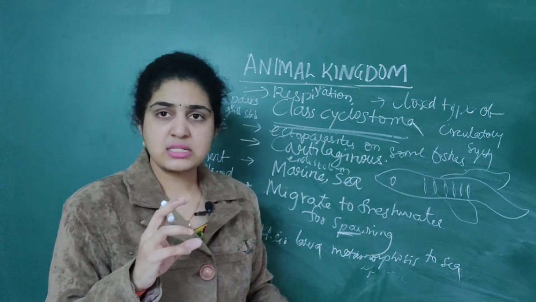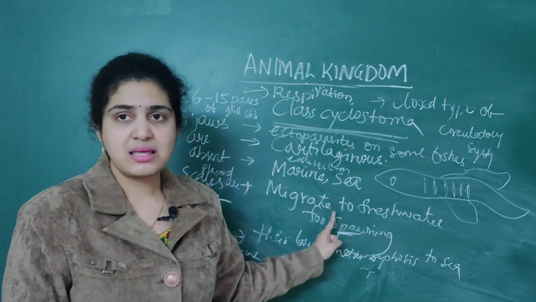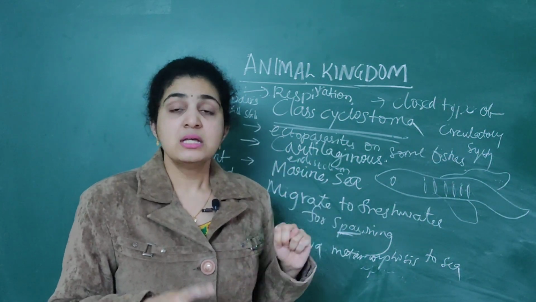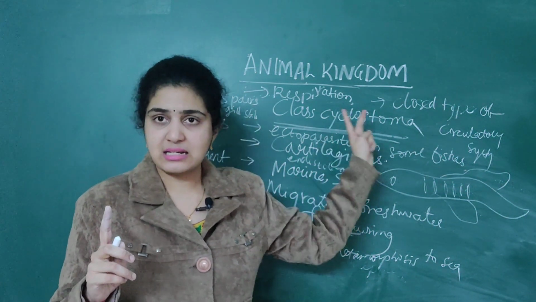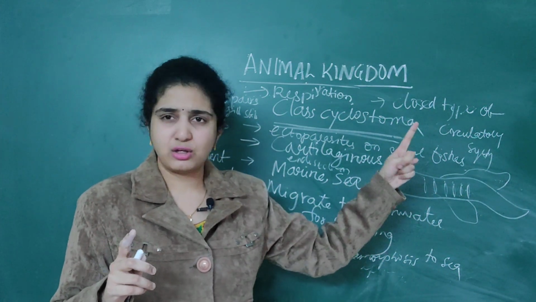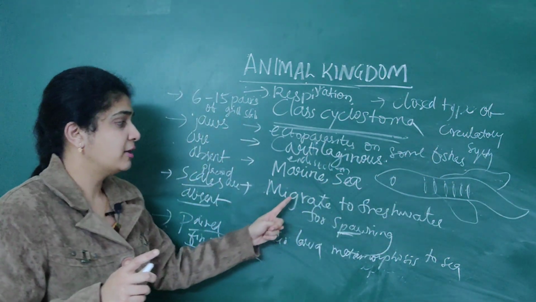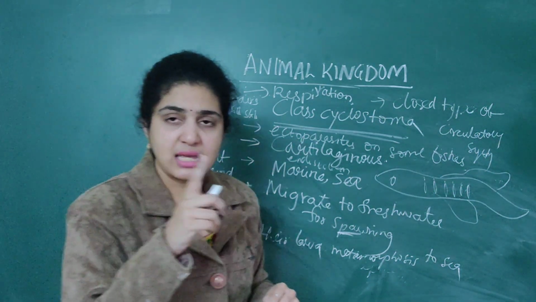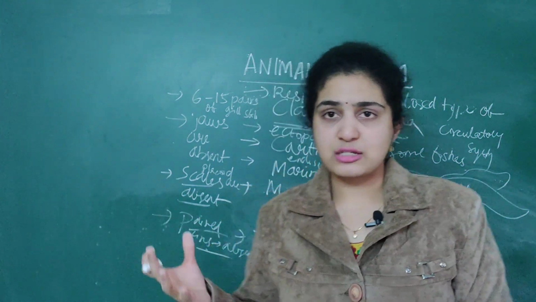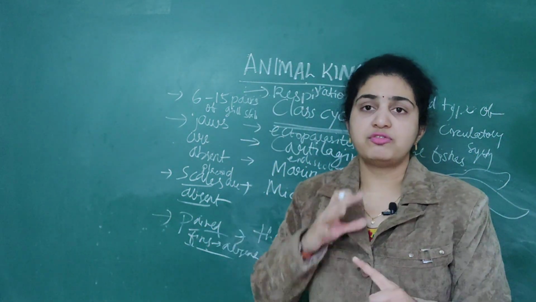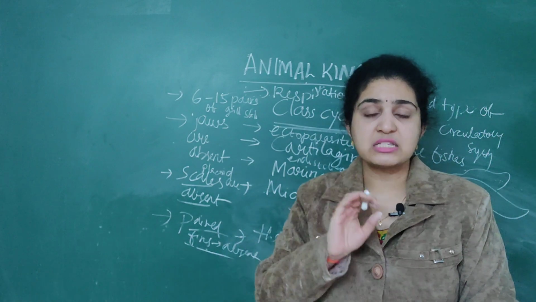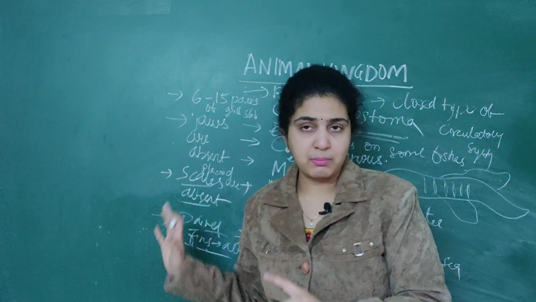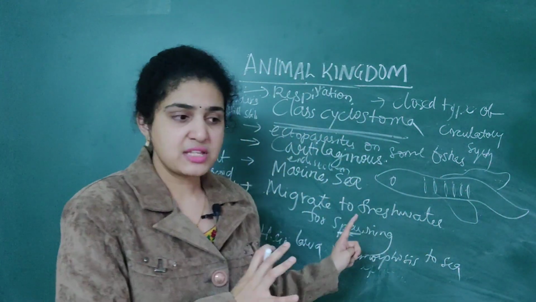Important points, only three you should remember. They migrate to freshwater for spawning, an important NEET question. Second, 6 to 15 pairs of gill slits are present. The circulatory system is not an important point. And they are ectoparasites on some fishes, as well as devoid of jaws, scales and fins, everything. So only 3 points you should remember in this full class of Cyclostomata.